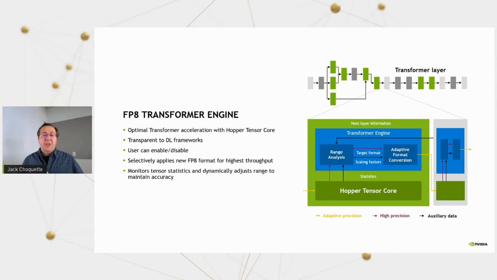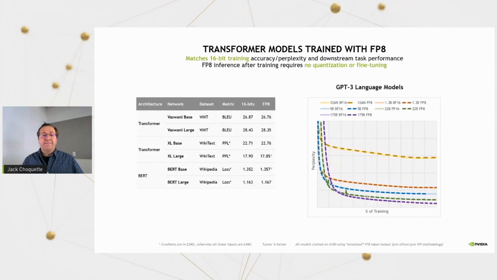With FP8 specifically, the representable number range is limited to only a few bits. To optimally use the available range, the Transformer Engine also dynamically scales tensor data into the representable range using scaling factors computed from the tensor statistics. In this way, every layer in the model operates at exactly the precision it needs and is accelerated in an optimal way. Let me show you how the training and inference with FP8 works in practice.